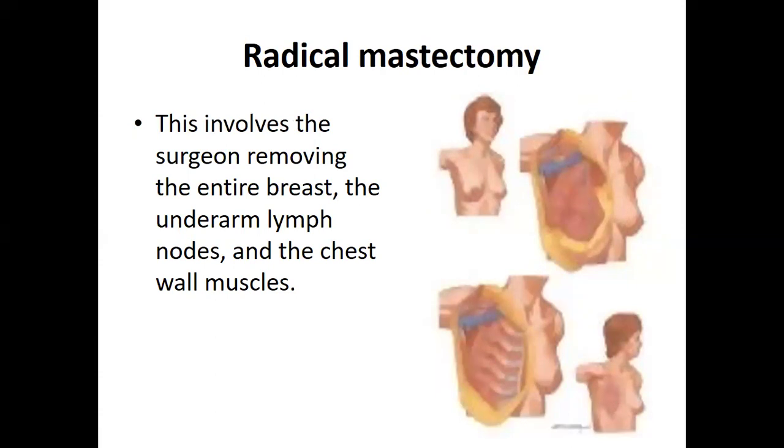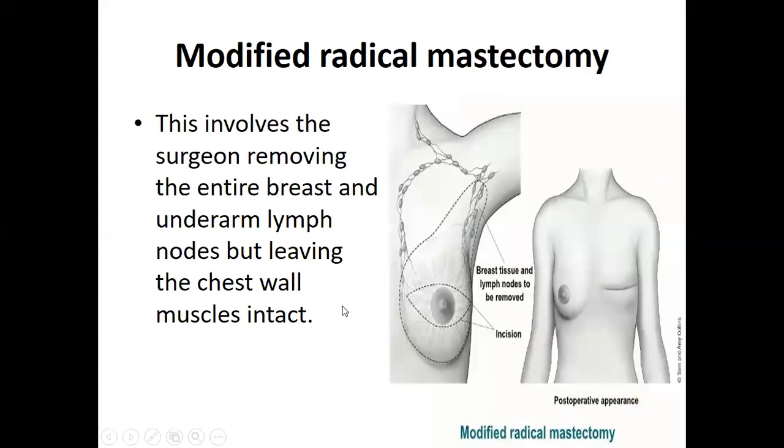And if you look at radical mastectomy from the pictures here, all this part is gone. The entire breast, the underarm lymph nodes, and the chest muscles are gone. From the picture here, we can see that almost everything is gone. So we expect a lot of musculoskeletal deficits to present in such a patient.